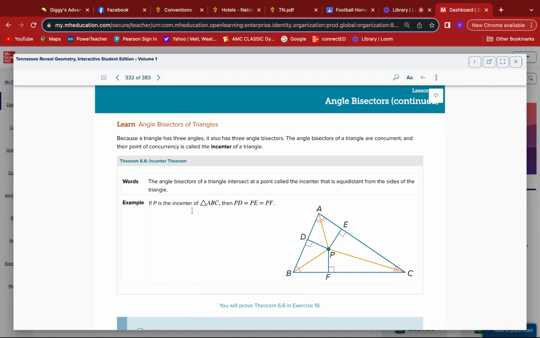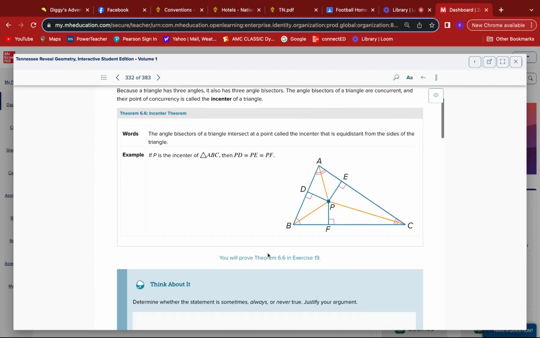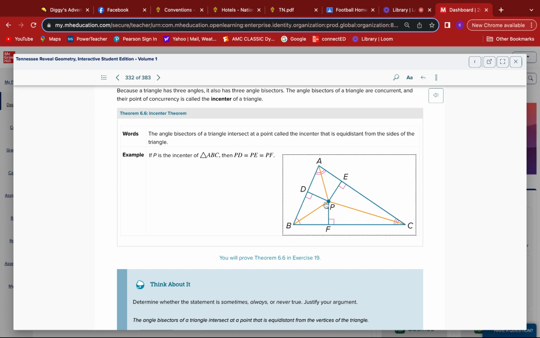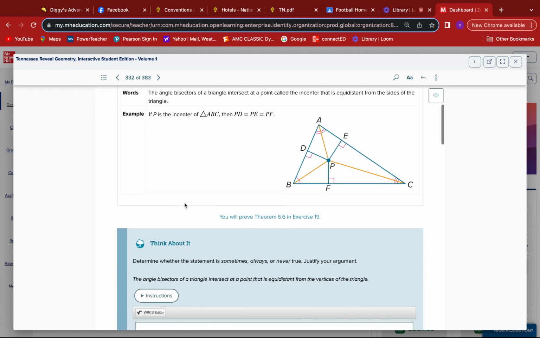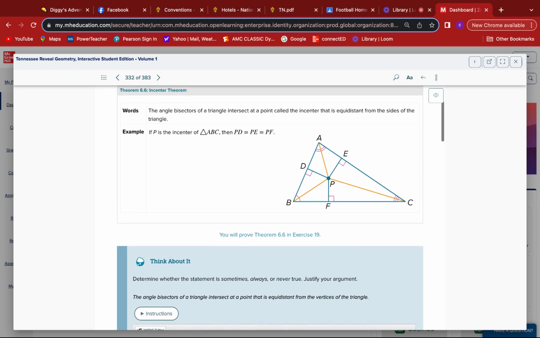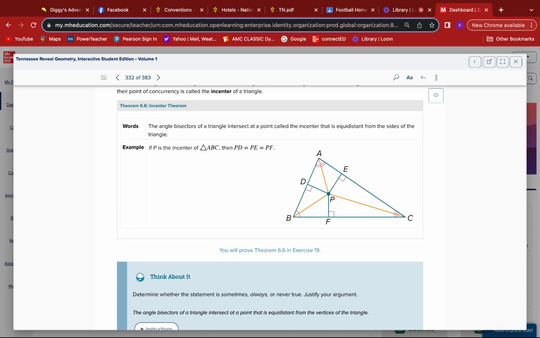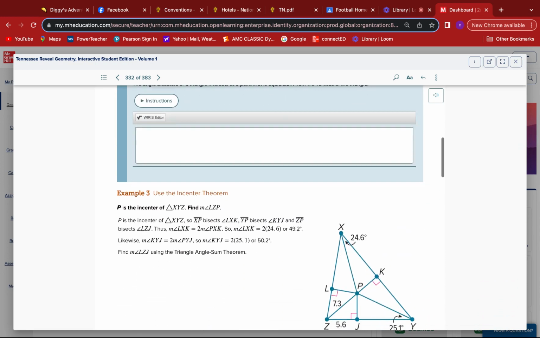Okay, here we go for the incenter. All right, so when you have concurrent lines, that's 3 or more lines that intersect at one location, and they are all angle bisectors, we call that the incenter. So P is our incenter of these 3 angle bisectors: BP, CP, and AP. That is what an incenter is. All right, so let's see here. Okay, let's just go on through the definitions. I'm going to skip all of that.